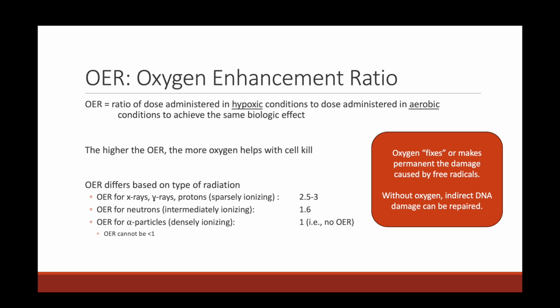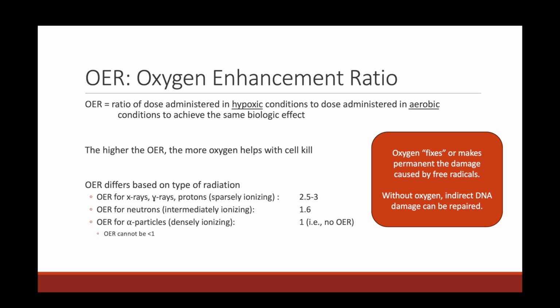Now, different types of radiation rely to a different extent on that indirect DNA damage, and therefore on the oxygen enhancement effect. Sparsely ionizing radiation like X-rays, gamma rays, and even protons, these are considered sparsely ionizing, and they do rely a lot on oxygen to fix that permanent damage caused by free radicals. So the OER for X-rays, gamma rays, and protons is somewhere around 2.5 to 3, which is pretty high. That tells you that under oxygenated conditions, the radiation damage by X-rays, gamma rays, and protons is around 2.5 to 3 times as high as it is under hypoxic conditions.